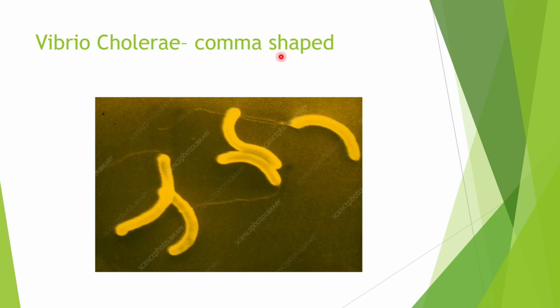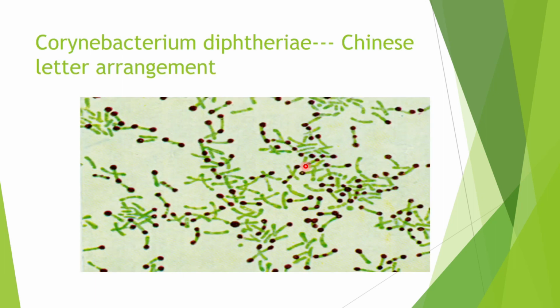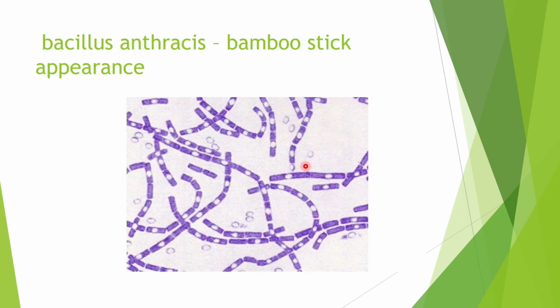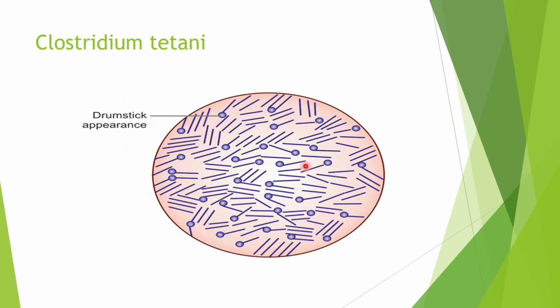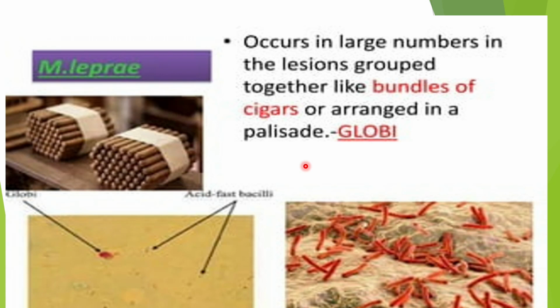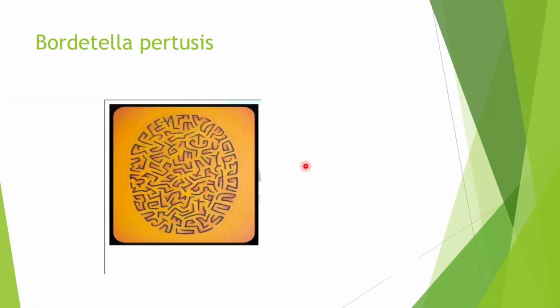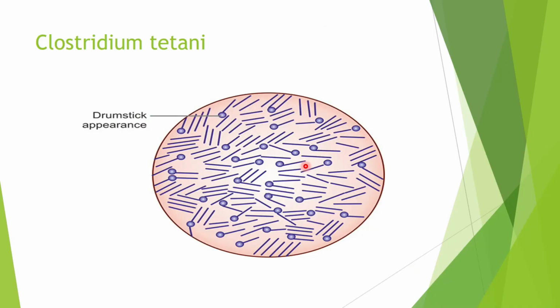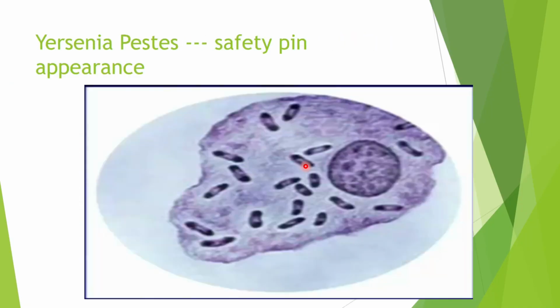In Vibrio cholerae, we can see comma-shaped bacteria under the microscope. In Corynebacterium diphtheriae, we can see Chinese letter arrangement. In Bacillus anthracis, we can see bamboo stick appearance. In Clostridium tetani, drumstick appearance. In Mycobacterium leprae, the bundle of cigar appearance. In Bordetella pertussis, the thumbprint appearance. And in Yersinia pestis, we can see safety pin appearance.